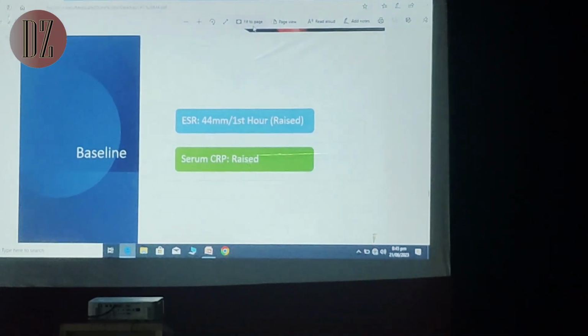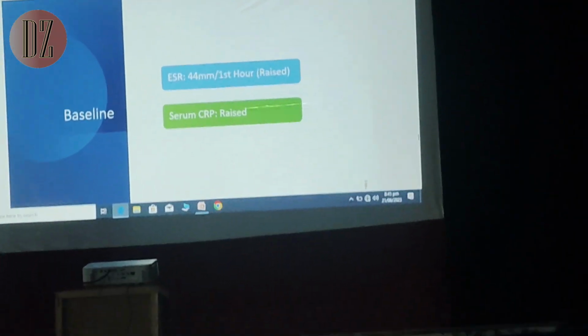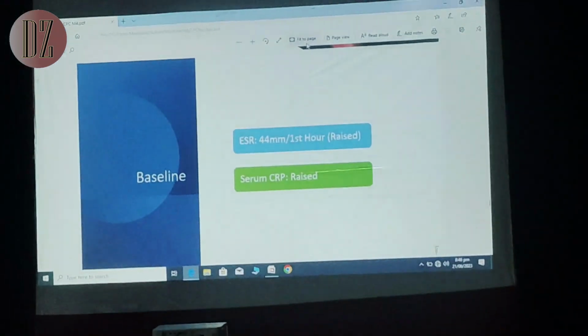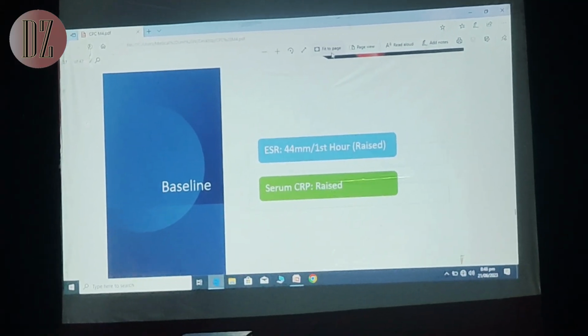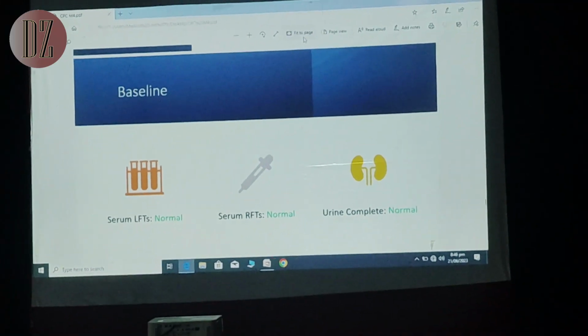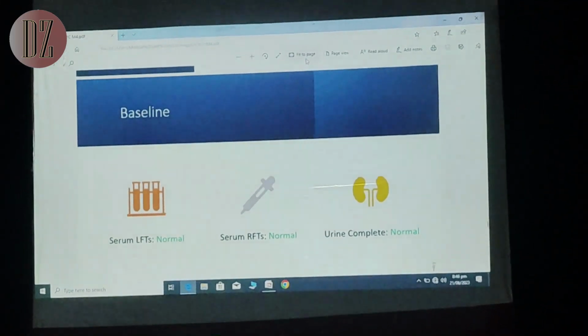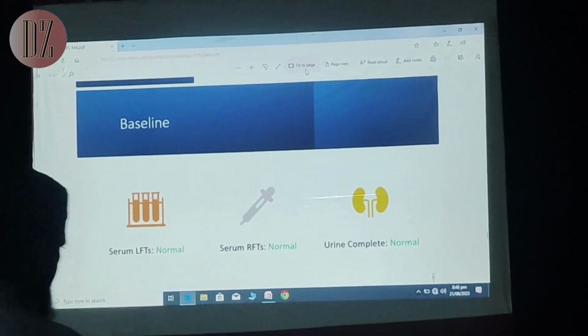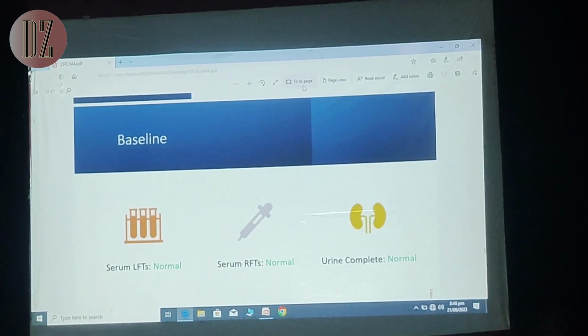Among the inflammatory markers, we have done ESR, which was raised, and serum CRP, which was also raised. Among the baseline, the serum LFTs were normal, serum renal function tests were also normal, and urine complete was normal as well.